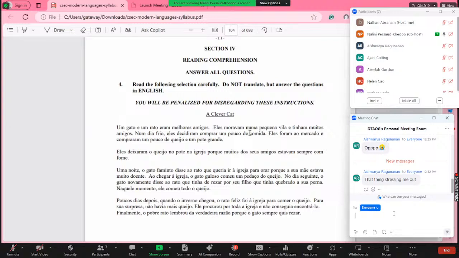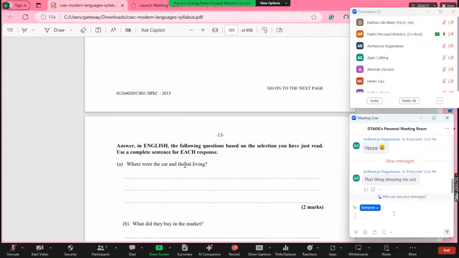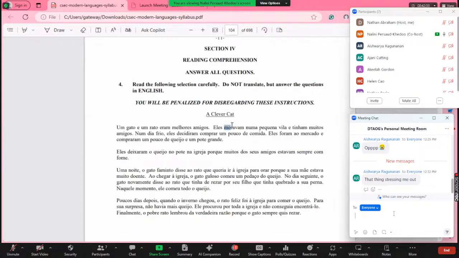"Eles moravam numa pequena vila e tinha muitos amigos," which answers the first question, where were they living? You see, moravam talks about where they lived, past tense. I know you know pequena, villa is village, and muitos amigos, y'all know that. So, you know, "num dia frio, eles," you know what's frio, right? Y'all know what's frio.